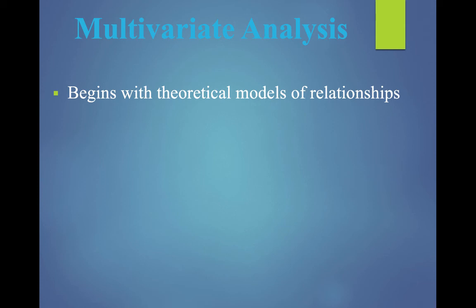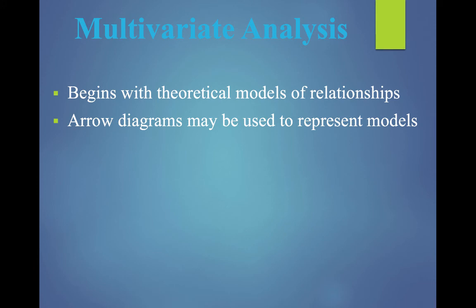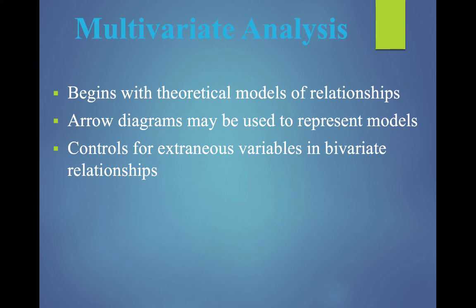That begins with theoretical models of relationships, where variables are related to each other, as well as the dependent variable. Arrow diagrams may be used to represent models, which can be helpful because you're looking at more than two variables, and the directions of the relationships are very important to the findings. Multivariate analysis controls for extraneous variables in bivariate relationships because it's looking at more than the relationship between two variables. So if there is a spurious correlation, it's still going to find things that are non-spurious because it's looking at more than two.